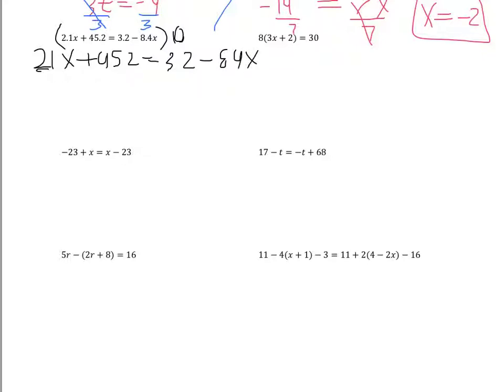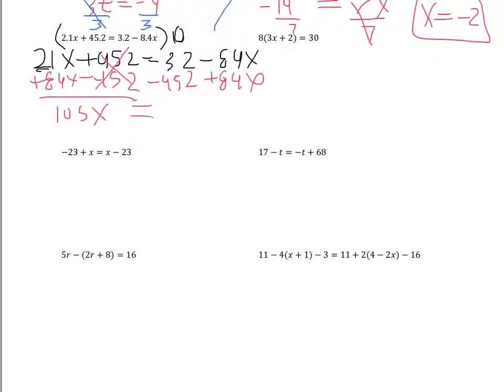So what we want to do is get all our x's on one side and our numbers on the other, because I want to keep my x's positive. I'm going to move my x to the left, which means I'm moving my number to the right. So that means we have to subtract 452 from both sides, and we're going to add 84x. Looking at that, 21 plus 84 is going to be 105x.